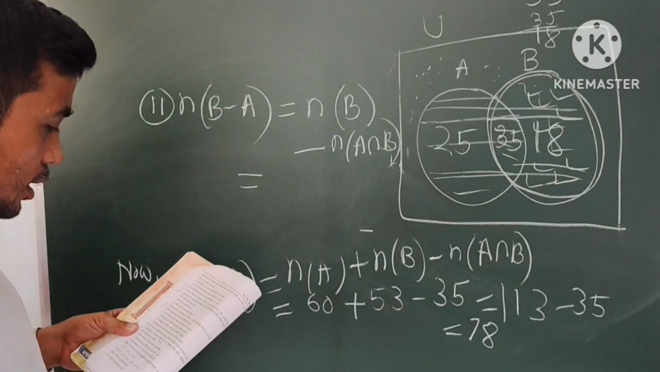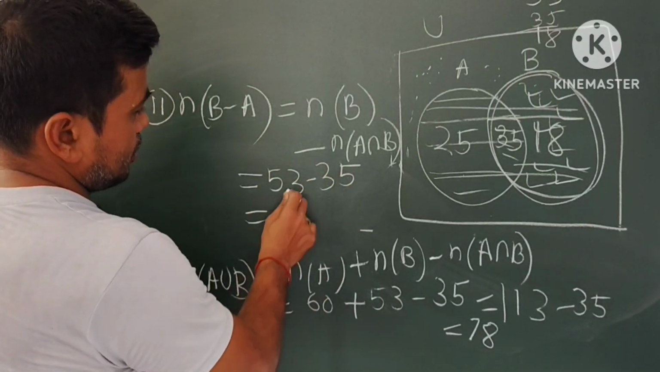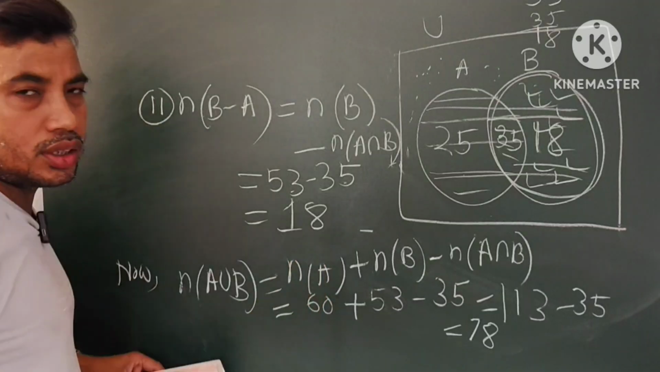n(B) is equal to 53 and n(A intersection B) is equal to 35. That means this is 18. So it is very easy.